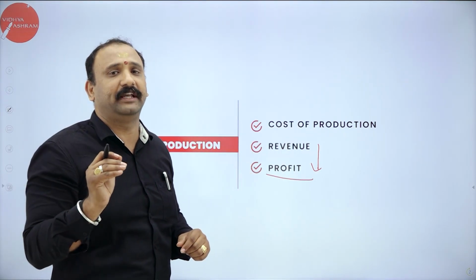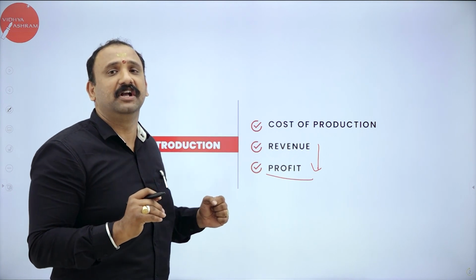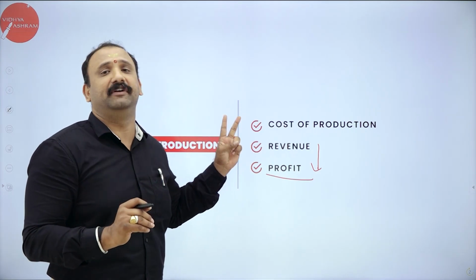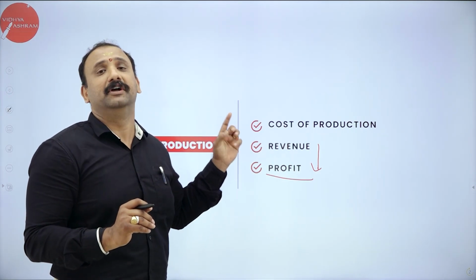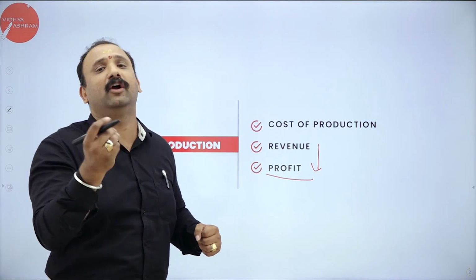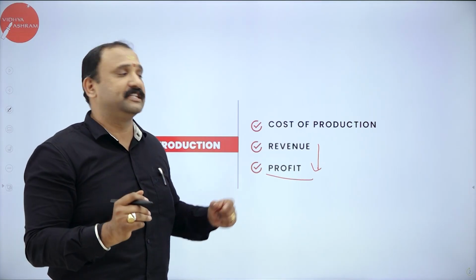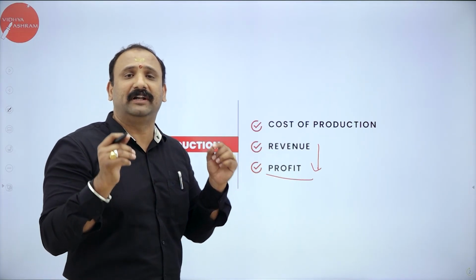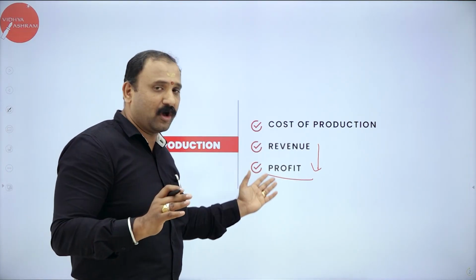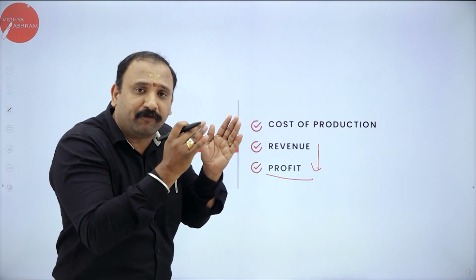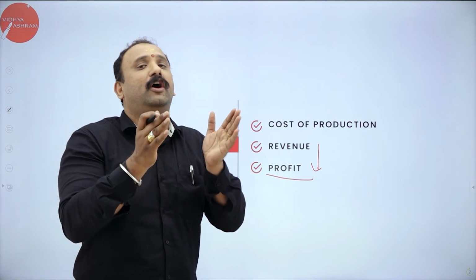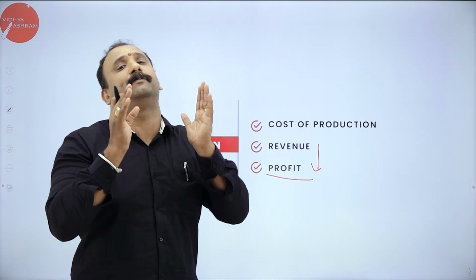So going with a quick recap, we have learned three factors here. What is the first factor? Cost of production. The second factor is revenue. The third factor is profit. Cost of production means the cost involved in producing something or manufacturing a product. The second one is revenue. Revenue will represent the income excluding the expenditure. What is profit? After the deduction of all expenditure, the net income that is received by the company or by the industry is known as profit.